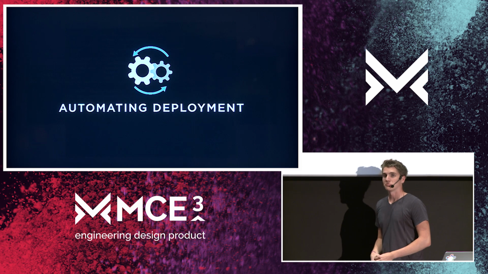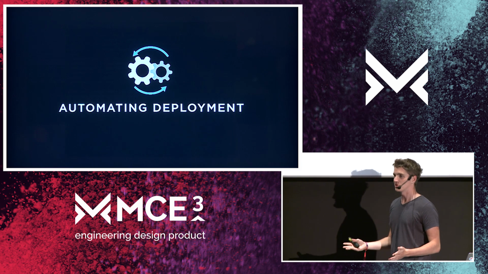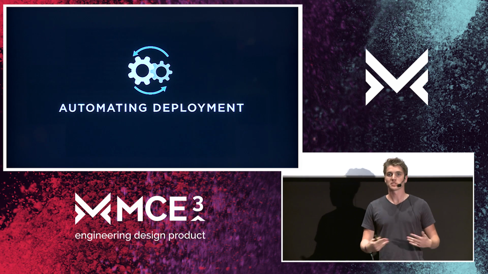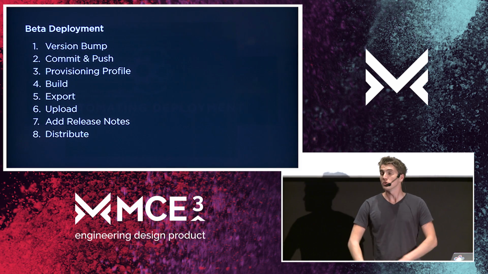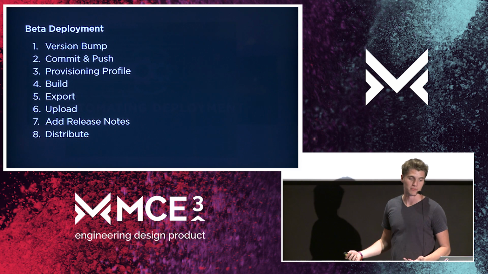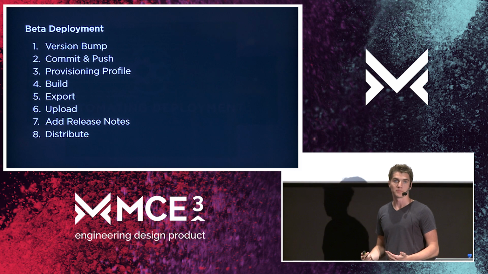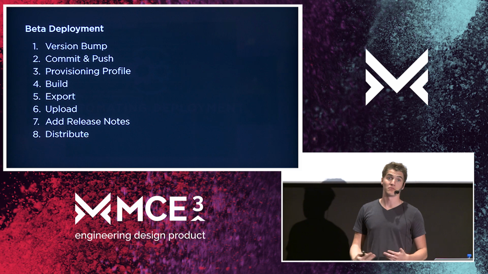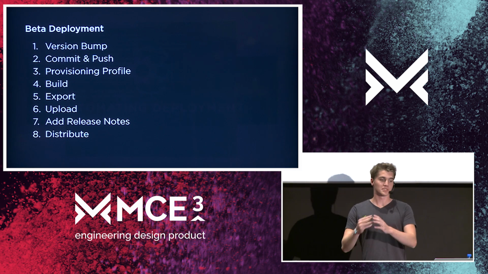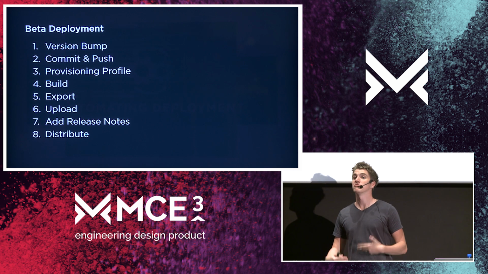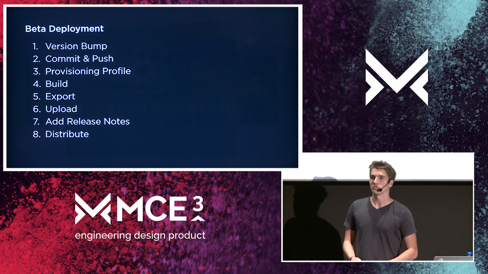Next up, automating your deployment. So think about the following situation. Your boss asks you for the latest beta version to show to your clients. And you would then go ahead and do all these things. You increment the version number. You commit and push the version bump. You make sure you have a valid provisioning profile with all the devices. You would then build and export the binary, upload it to some beta testing service, add release notes, and finally distribute it. It's a ton of work.